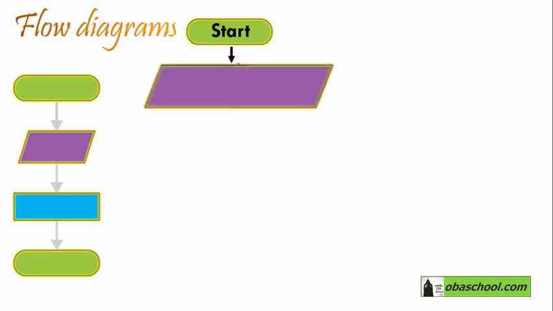This is the second shape that we will use. This is the parallelogram. We will write inside of it input customer ID and password. So this is where we put the message for the user to read. That means this shape is used to display messages for the user.